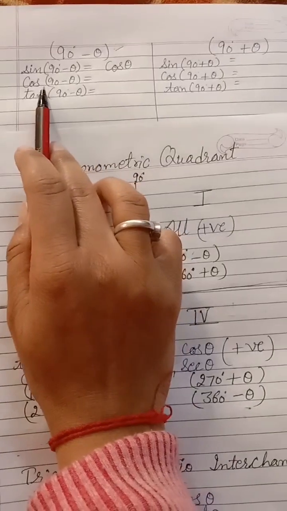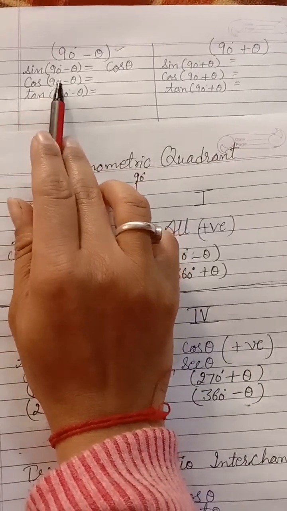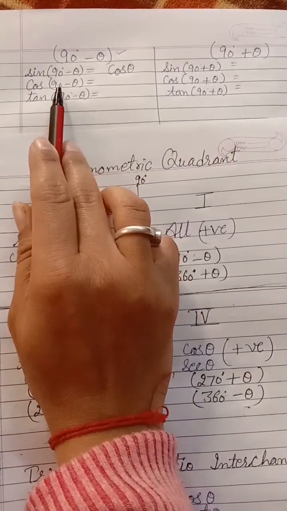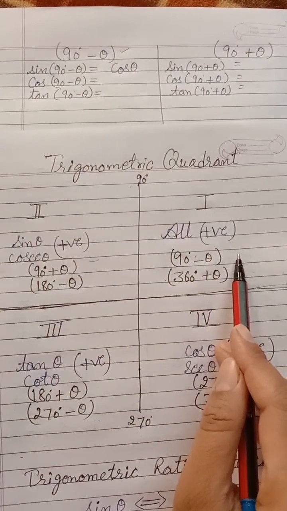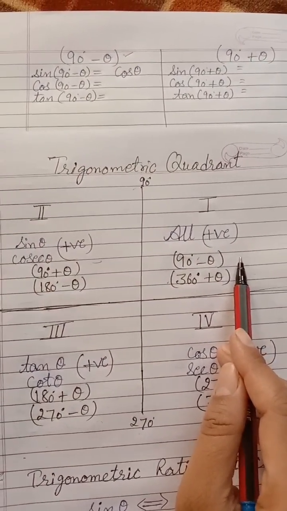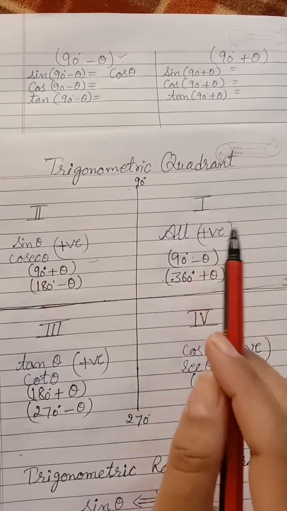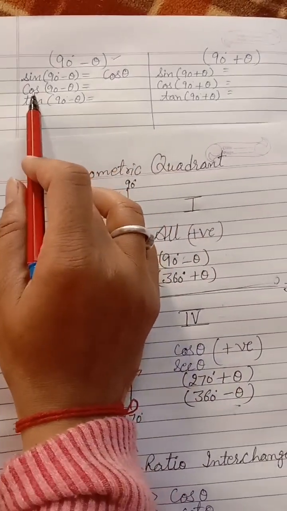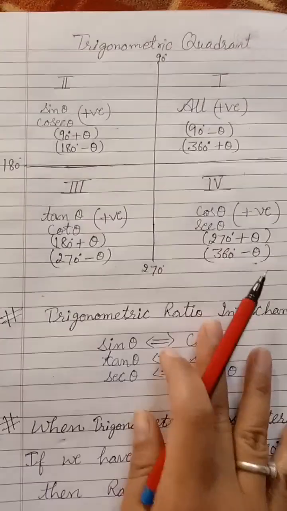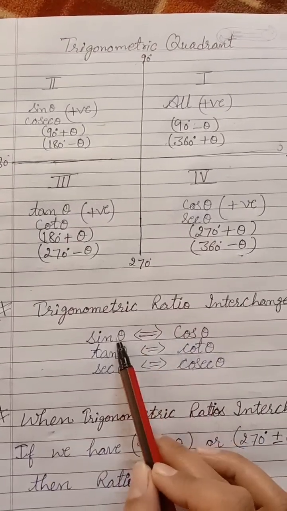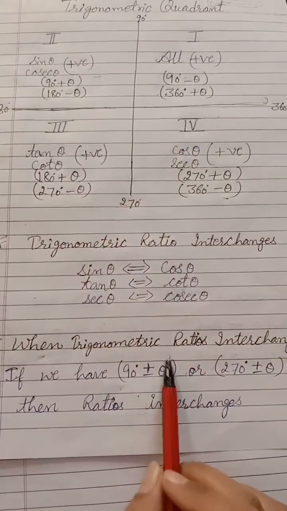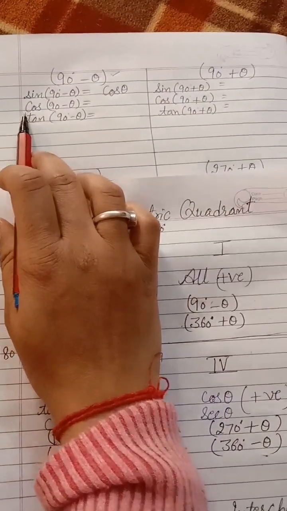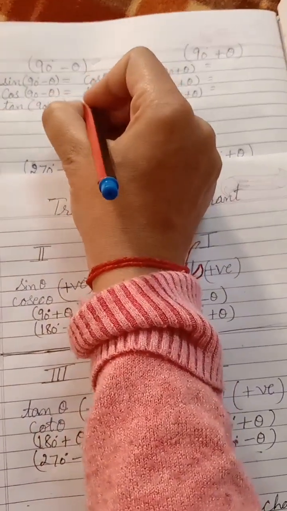Now again you can see I have cos 90 degree minus theta. Now we all know 90 minus theta means that is the first quadrant. And in the first quadrant cos will be positive. Why? Because all trigonometric functions will be positive in the first quadrant. And another thing, cos will convert into sin theta. Why? Because we have the angle 90 minus theta, and if we have these types of angles, then surely the trigonometric functions will be interchanged. Now cos will change into sin theta.